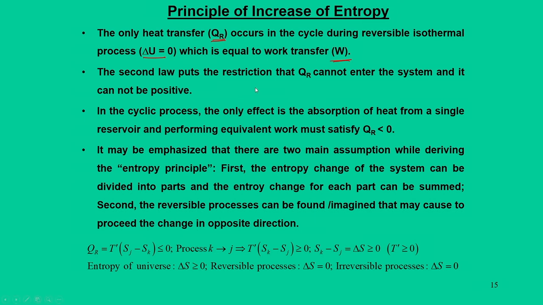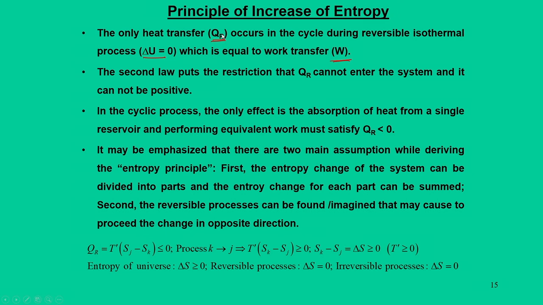But the second law puts the restriction that Q r cannot enter the system, it cannot be positive, because it is interacting with only one reservoir, there is no second reservoir. Because heat interaction takes place at Q r at temperature T dash, there is no heat rejection. So, this Q r cannot enter the system, which means it cannot be positive. So, considering this, we say this Q r, which is T dash into S j minus S k, is always less than or equal to 0. That means, for the process k to j, we can write that S k minus S j is always greater than 0.